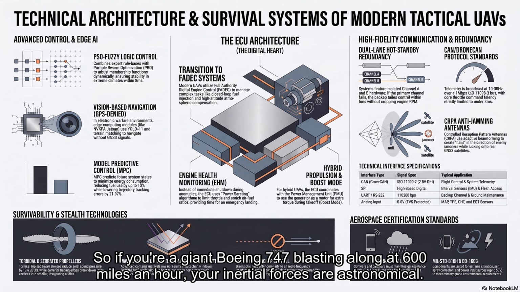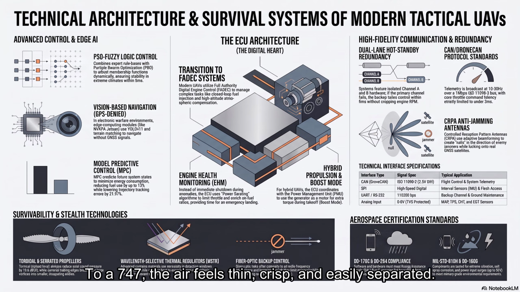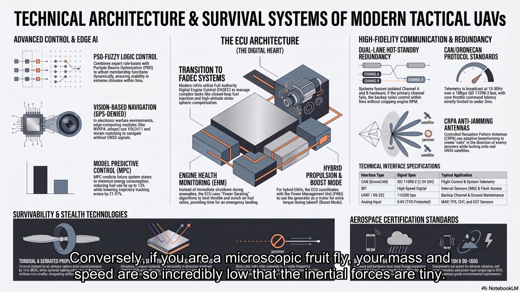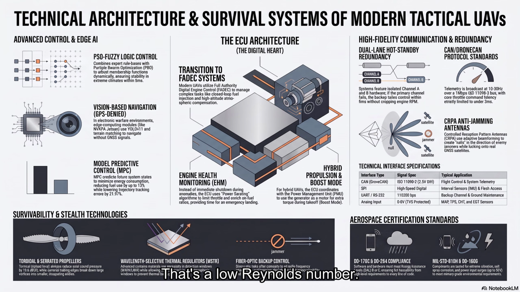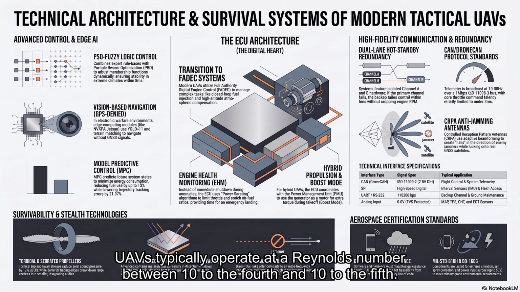Right. So if you're a giant Boeing 747 blasting along at 600 miles an hour, your inertial forces are astronomical. To a 747, the air feels thin, crisp, and easily separated. That's a high Reynolds number. Conversely, if you are a microscopic fruit fly, your mass and speed are so incredibly low that the inertial forces are tiny. To a fruit fly, the air feels viscous, almost like swimming through thick syrup. That's a low Reynolds number. So where does our 100-kilogram drone sit on that scale? Right, in the worst possible middle ground. UAVs typically operate at a Reynolds number between 10 to the 4th and 10 to the 5th.